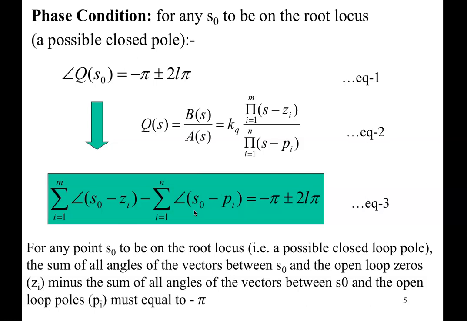So that's really equation number 3. It looks complicated, but it's basically saying if you want to test a particular value to see if it is a possible closed loop pole, all you need to do is find the angles between this value and all open loop zeros, add them together, and then find all the angles between this point and open loop poles, add them together. The difference between these two should be minus pi. s0 is any point that I want to try.